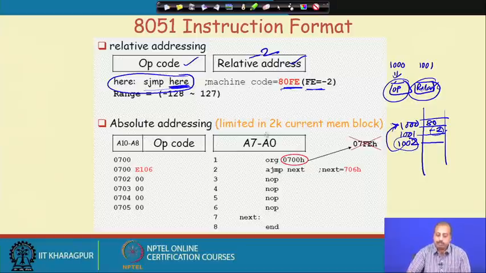Similarly, we can have some other absolute addressing. We will see the absolute addressing instructions, AJMP and LJMP, later.